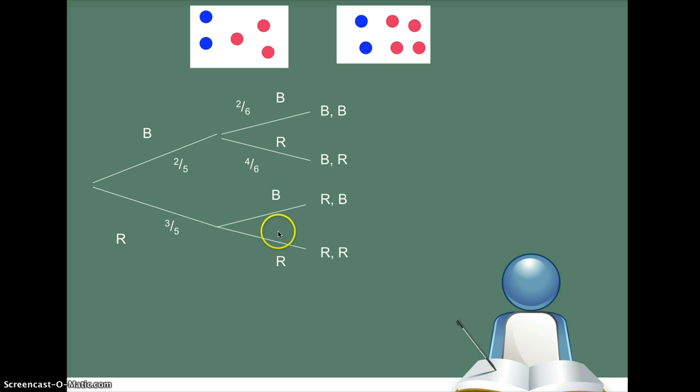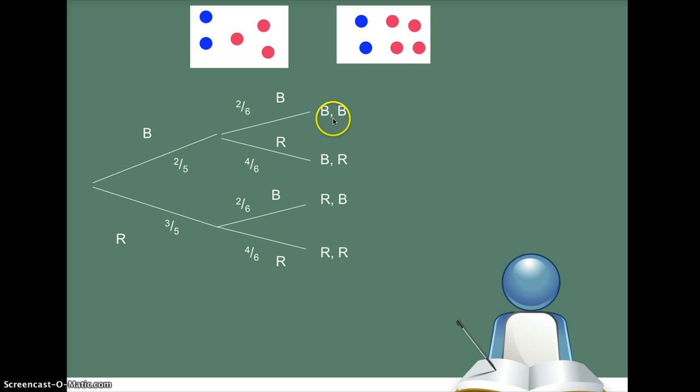Because the second branch represents the second bag, we will just copy the results here. 2/6 and 4/6. Now if you take a look at the values, if you add 2/5 to 3/5, you will get 5/5, which is equal to 1 or 100%. The same thing here on the second branch of the tree. You have 2/6 plus 4/6, which is equal to 6/6, which is equal to 1 or 100%. The same one down here. So they are all equal to 1.